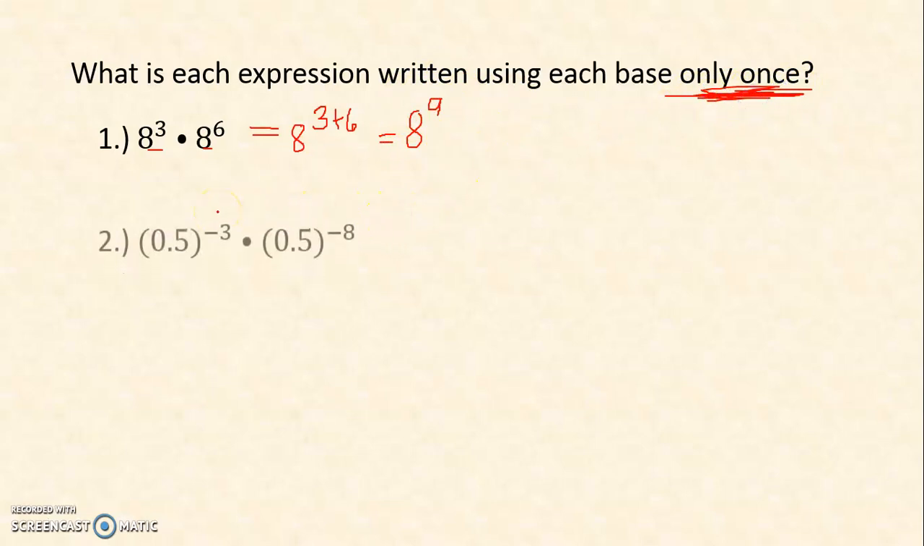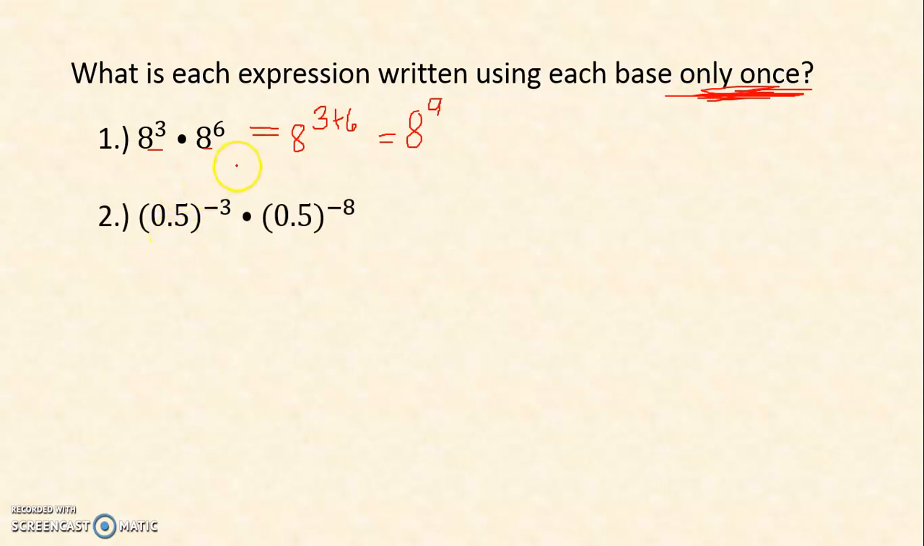Okay? The next one. 0.5 raised to negative 3 multiplied by 0.5 raised to negative 8. Again, copy the base since they have the same base, 0.5 raised to negative 3 plus negative 8. Okay? So you now have there 0.5 raised to negative 11.